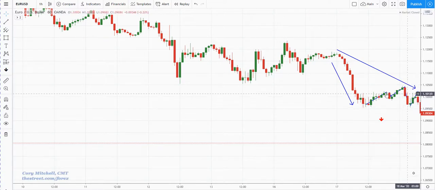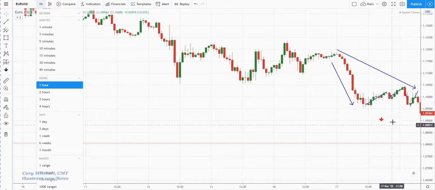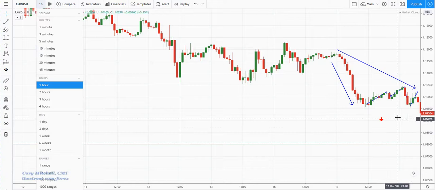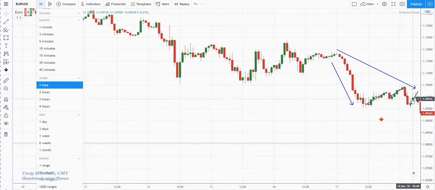You could drop to a lower time frame here once you've established, hey, we had a pretty big drop here. Probably looks like momentum shifting back to the downside. Drop to a 10-minute chart or a 5-minute chart, and you'll be able to watch this little pullback here in a smaller time frame.